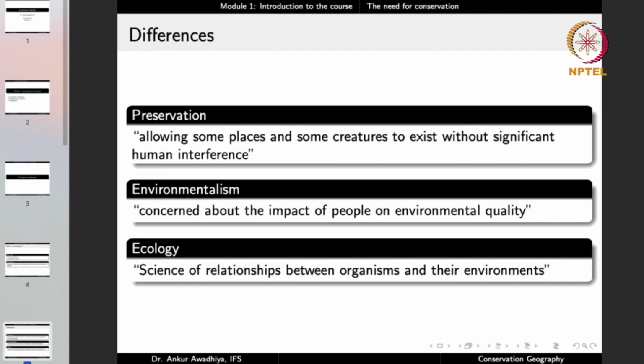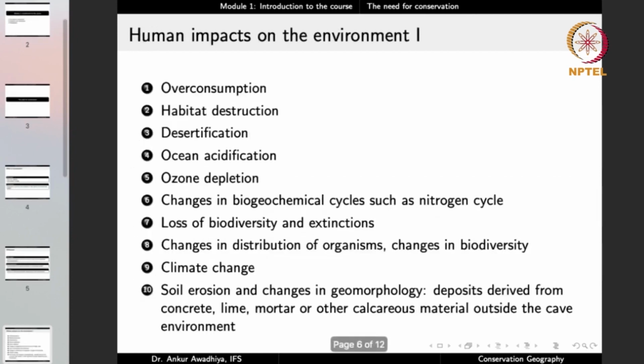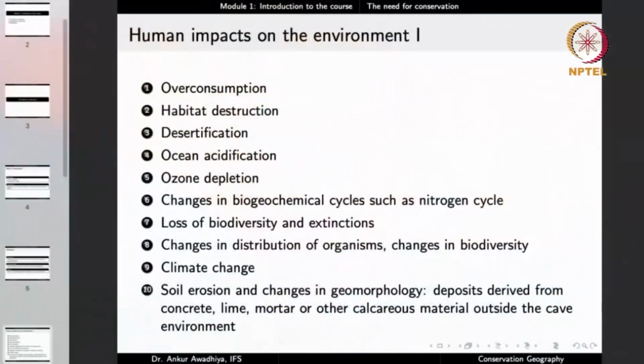Of late, these fields of conservation, preservation, environmentalism have become very important, because we have understood that we have made a huge impact on the environment. And if nothing is done to undo those impacts, then we may be in a situation where there will be huge changes in the ecology of different areas. So we will have huge ecological consequences, the breakdown of ecosystems. And so these fields have now become more and more important.